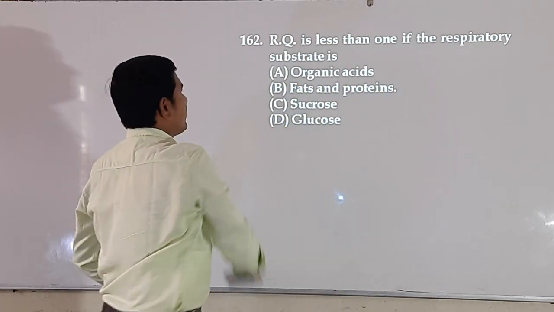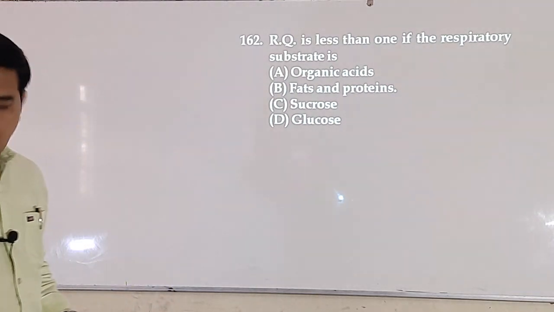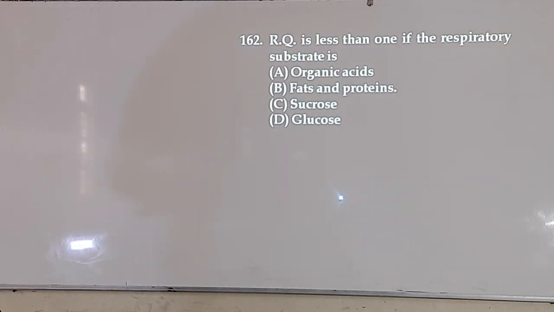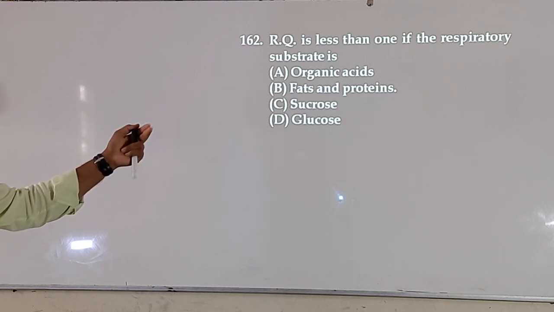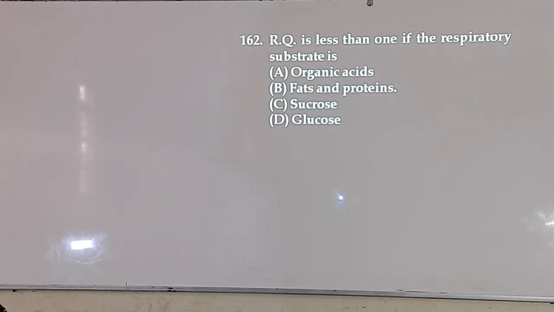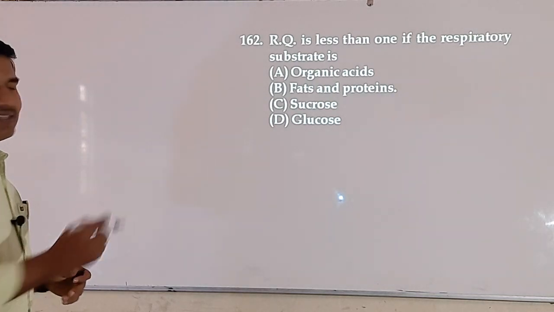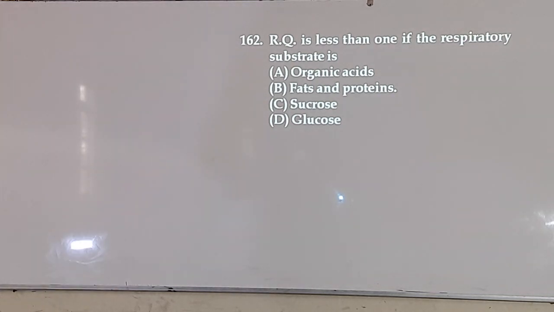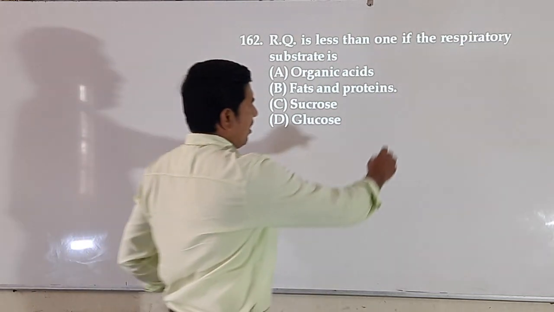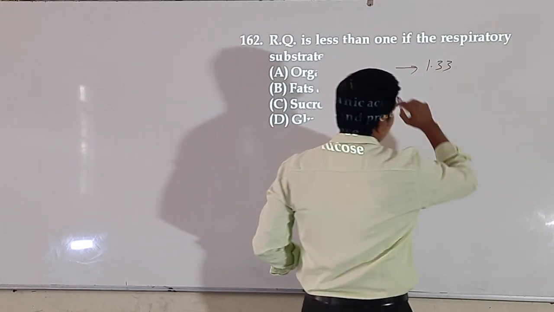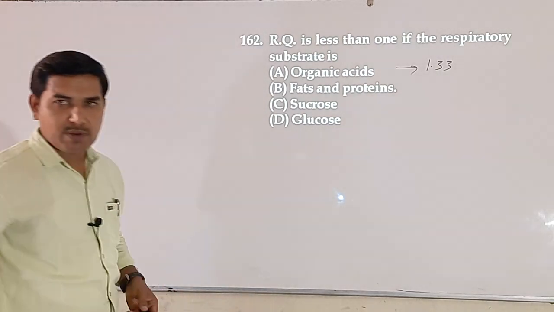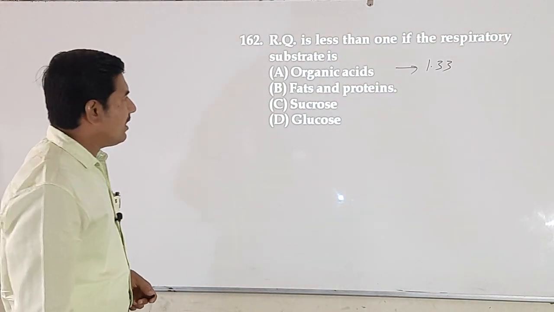Now the next one is: RQ is less than 1 if the respiratory substrate is. Now where do we have RQ less than 1? For organic acids, just look at the organic acids. The RQ value for this is more than 1, 1.33, or simply we say it as 1.3, greater than 1.